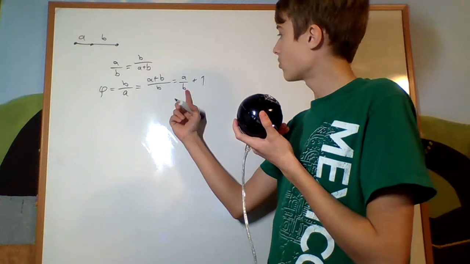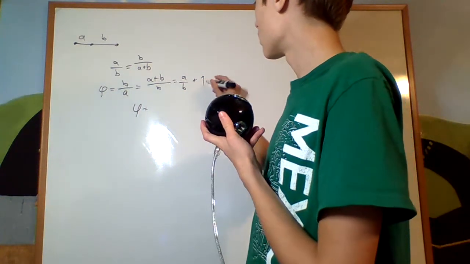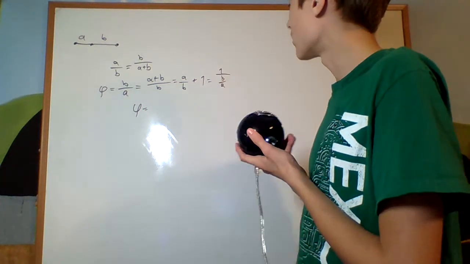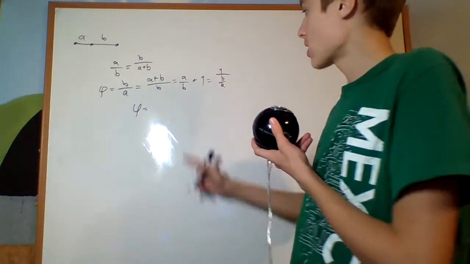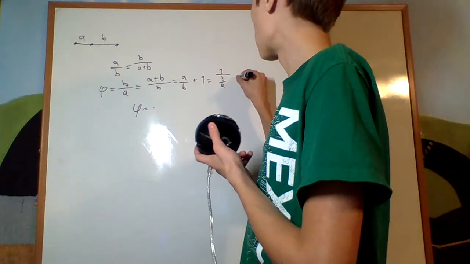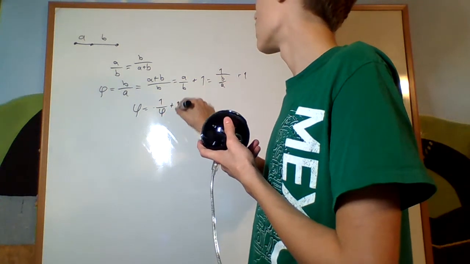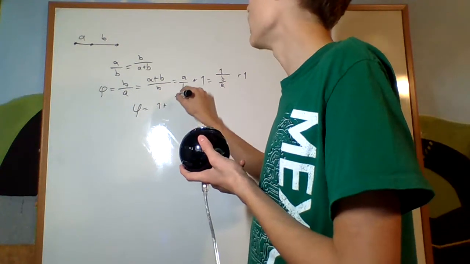Right there is 1 over phi, so let me write it out. It's going to be 1 over b over a, because a over b is 1 over b over a. So that means phi is 1 over phi plus 1. I'm going to write it instead as 1 plus 1 over phi.